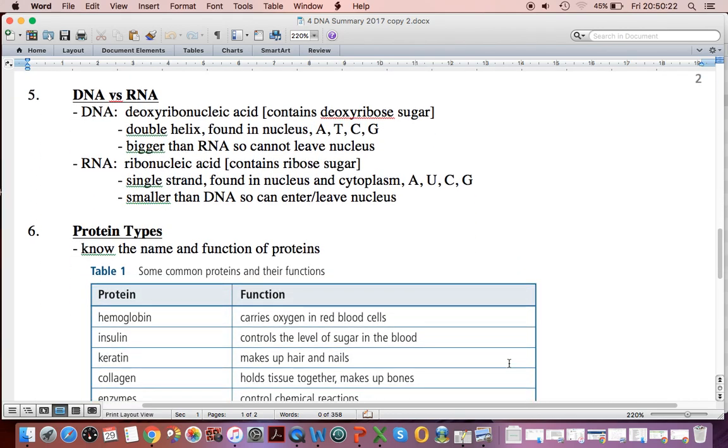You should know differences between DNA and RNA, and there are certainly some fundamental ones. One, of course, are the 4 bases. They differ in that you have a T in DNA and a U in RNA. The shape or structure varies because DNA is a double helix and RNA is going to be a single strand. DNA is bigger, trapped in the nucleus. RNA is small enough to move in and out of the nucleus.